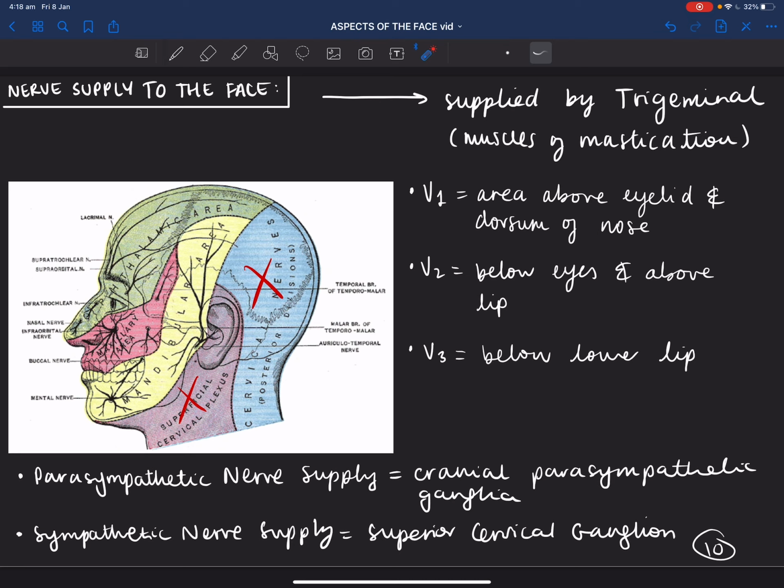Something that was in the notes, but I wasn't really sure whether we need to go into a lot of detail about, is that the parasympathetic nerve supply to the face comes from the cranial parasympathetic ganglia, whereas the sympathetic nerve supply to the face comes from the superior cervical ganglia. So maybe just memorize those, but don't try and go into too much detail about them.